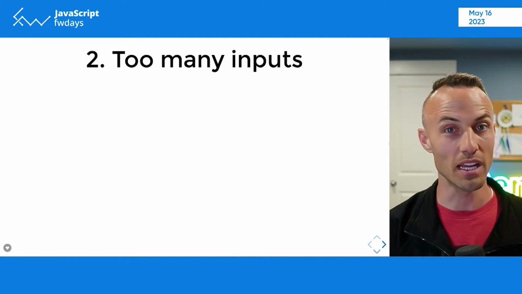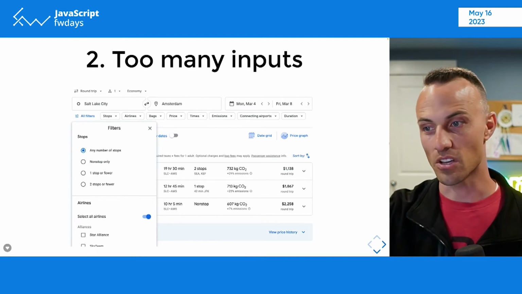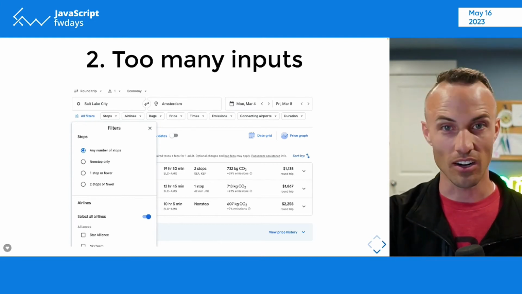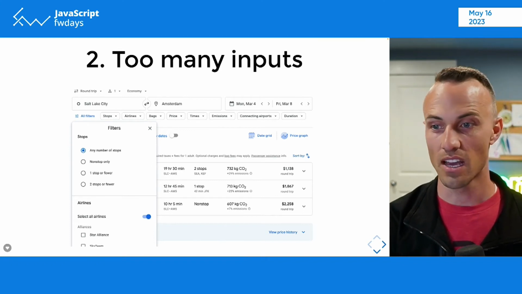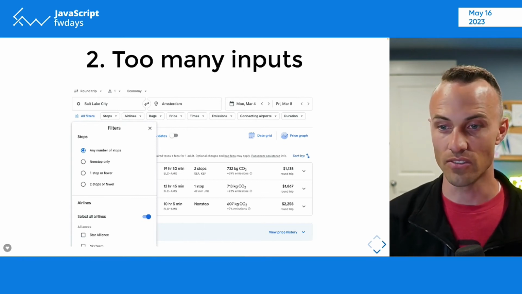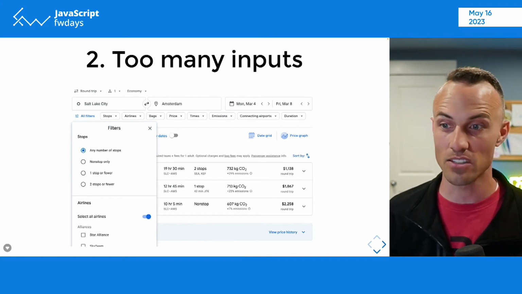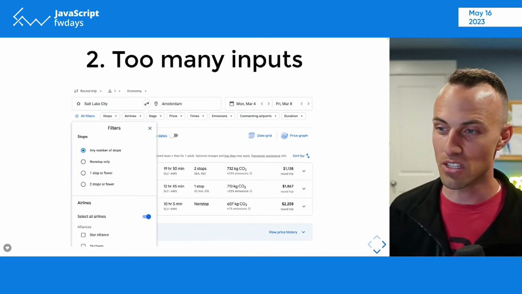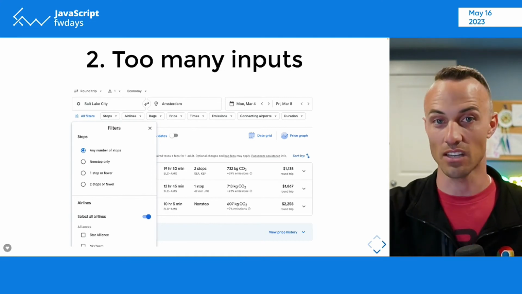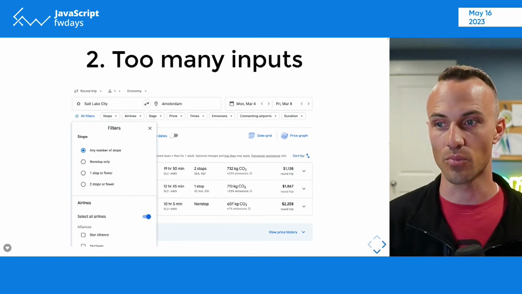The second one, too many inputs. Here's a good example. This is a screenshot from Google Flights from Salt Lake to Amsterdam. And if we look at all of the different options for these flights, there are basically an infinite number of permutations of all of these filters. The number of stops you want, the airlines you want to use, the number of bags you have, the price, the times, the emissions, the connecting airports, the duration. There are so many things, and each one of these has multiple options. And so there are just so many different permutations of this.